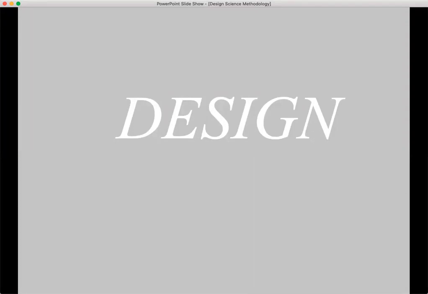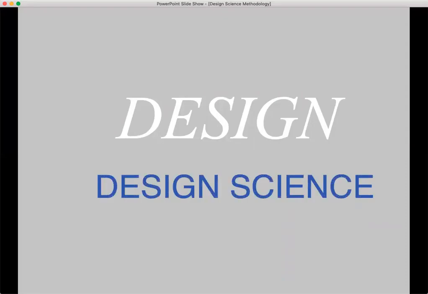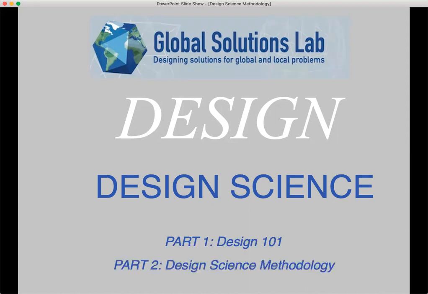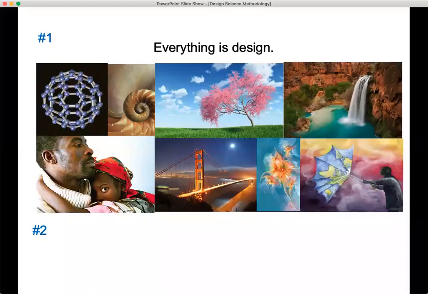Quick recap, design we learned before is a generic, all-pervasive part of the universe and part of the universe that we participate in. Design science is a focused set of tools for bringing about change in the world. The Global Solutions Lab is where we use design and design science to create creative and implementable, viable solutions for changing the world. Part 1, as I said, was Design 101. This is design science methodology.